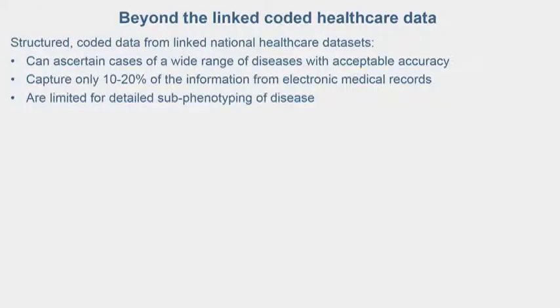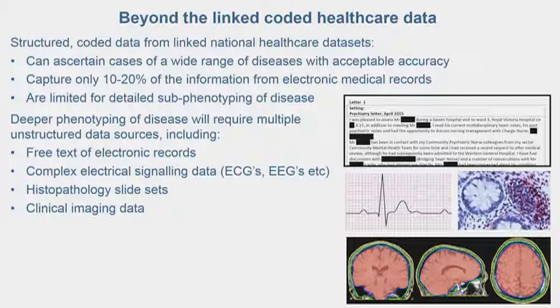We saw from Josh's talk about the wide range of data there is beyond linked coded data, where the structured data are capturing really only about 10 to 20% of the relevant information and are limited for detailed subtyping of disease. So deeper phenotyping of disease is going to require us to access multiple unstructured data sources: the free text of electronic records, complex electrical signaling data, histopathology slide sets, clinical imaging data.